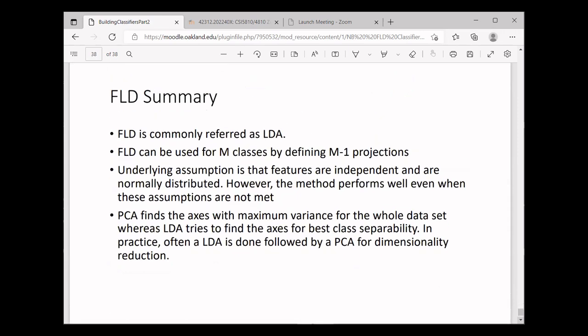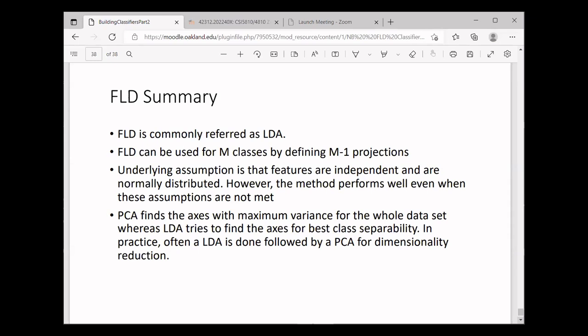So just to summarize, as I said, FLD is also known as linear discriminant analysis in some cases. It can be used for more than two classes. For m classes, you will be needing m minus one projections. The underlying assumption here is features are independent and are normally distributed. But again, what people have found through empirical studies is that the difference when the features do not satisfy these conditions is not much.